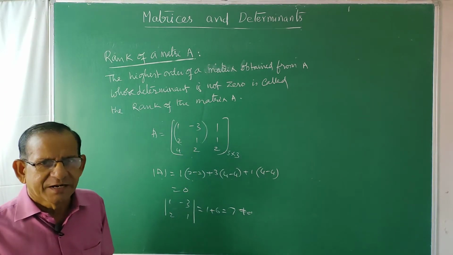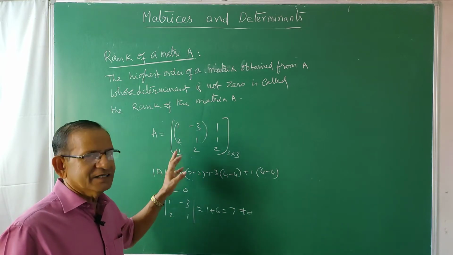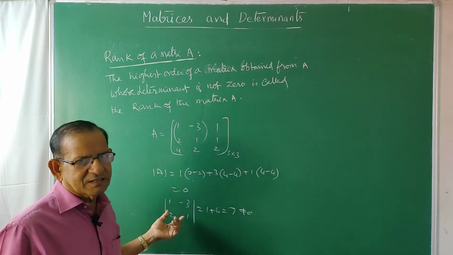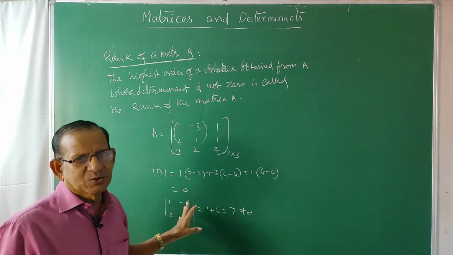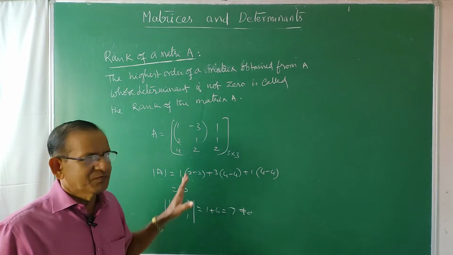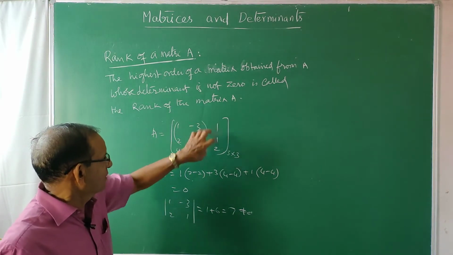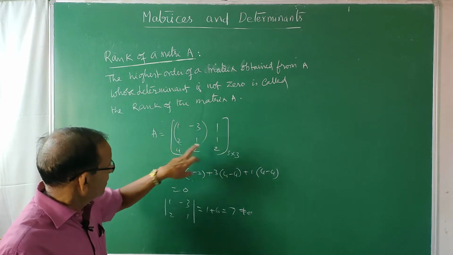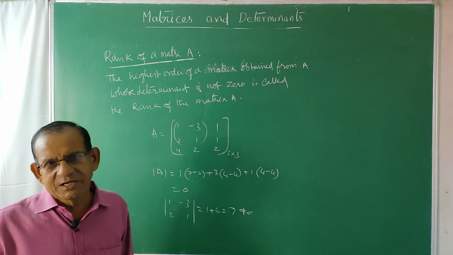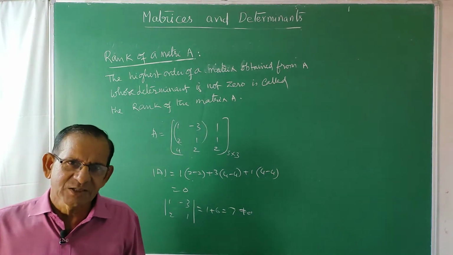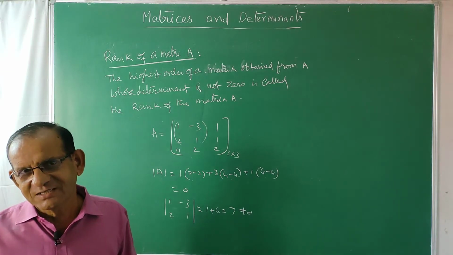So if delta is not equal to 0, rank is 3. If delta is 0 but a submatrix determinant of 2 by 2 order is not 0, then its rank is 2. Suppose that is also 0, all submatrices, not only one submatrix, you can take this corner or this corner, or all 4 corners also you can take. Then if one of them is not equal to 0, then its rank is 2 only. If all of them are equal to 0, then rank is not 2, rank is 1 only.